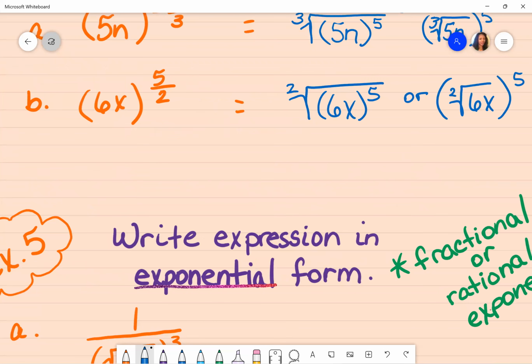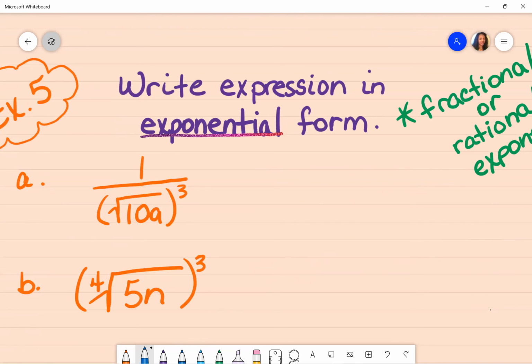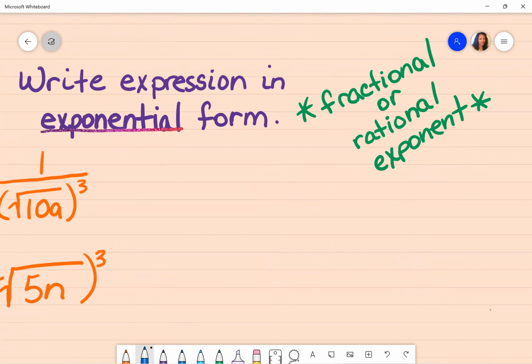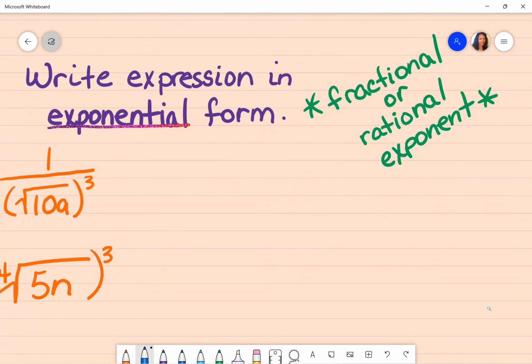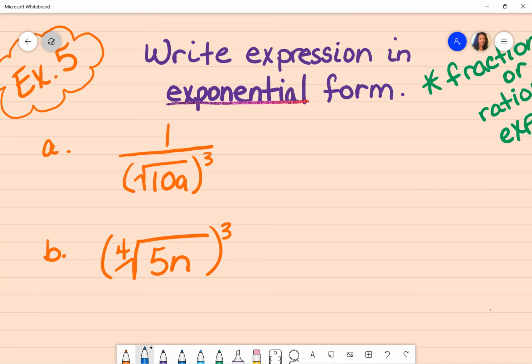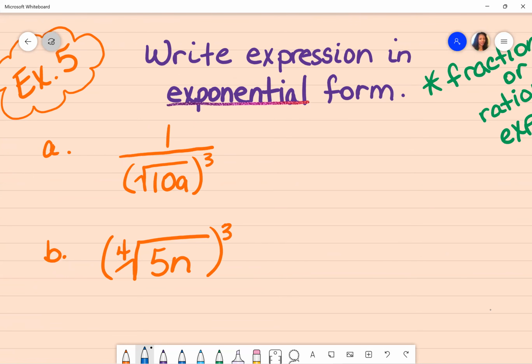Let's say it was given to you already in radical form, and now you wanted to express it in exponential form, or those 2 terms I told you before, fractional or rational exponent. For that first one, I already know that if it's a fraction, it's going to be a negative exponent. Whatever is under the radical is my base, so I know it's going to be 10a. My exponent is a negative because I have a fraction in my problem.